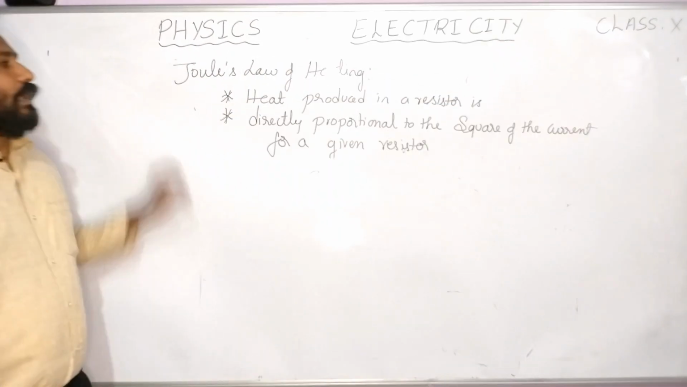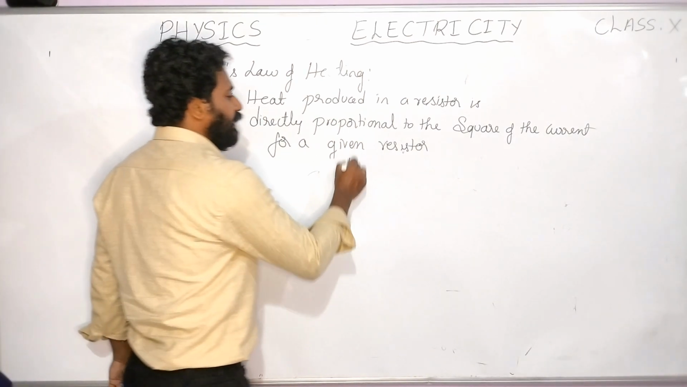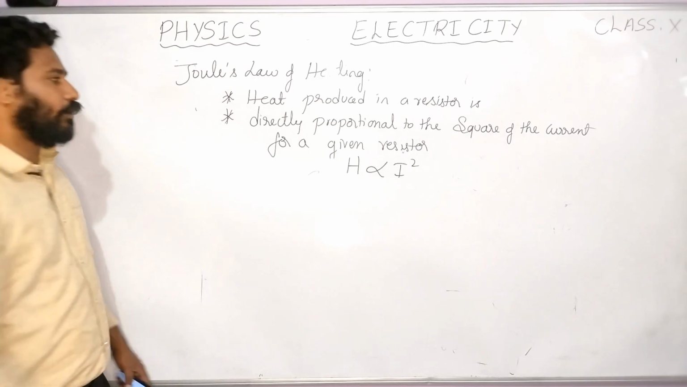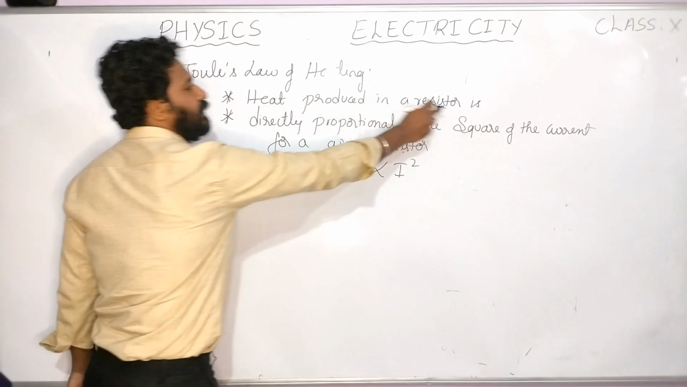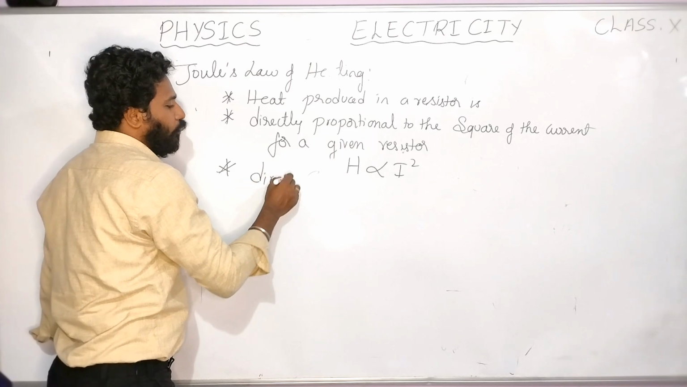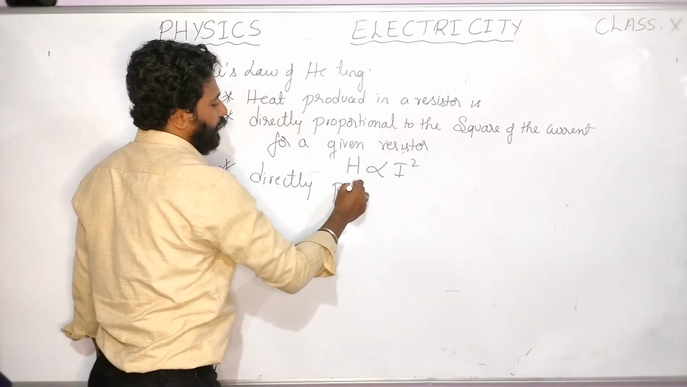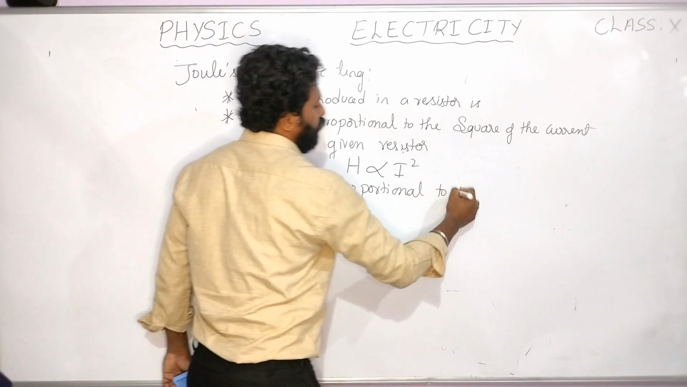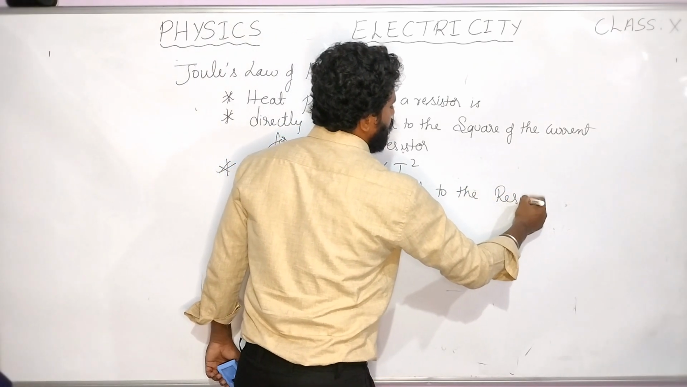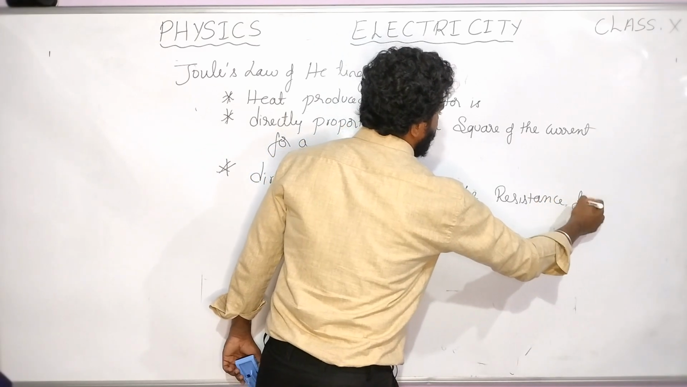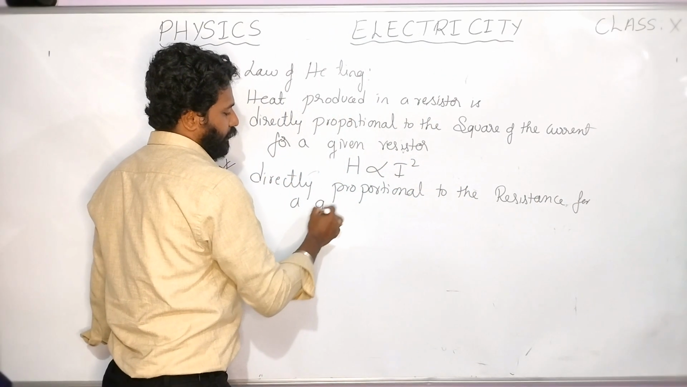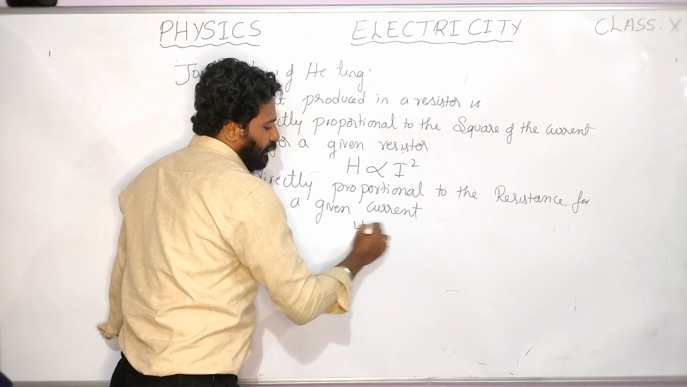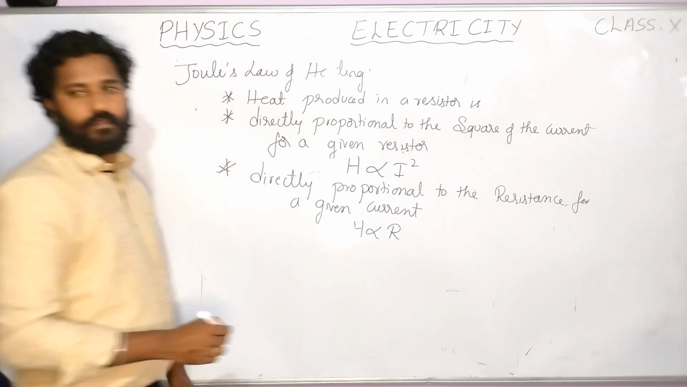Now I am deriving it. Heat produced in a resistor, H, is directly proportional to the square of the current. Next, heat produced in a resistor is directly proportional to the resistance for a given current. H is directly proportional to R.